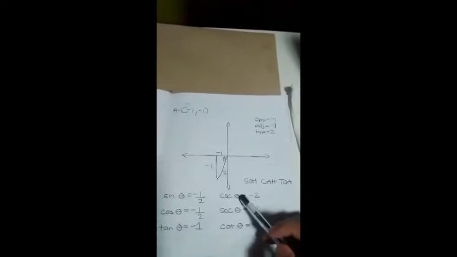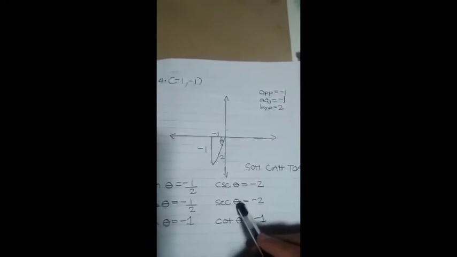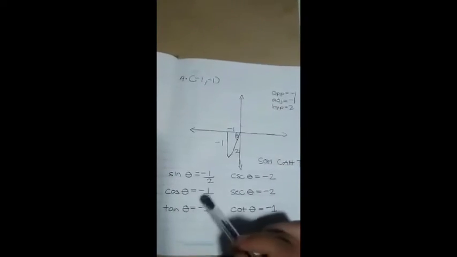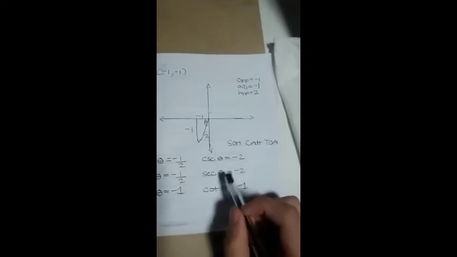So cosecant theta equals, we will flip the 2 and -1, so it will become -2. So secant theta equals, we will flip 2 and -1, so it will become -2. So tangent, we will flip, and cotangent theta equals, we will flip -1 and -1, so it will become -1.